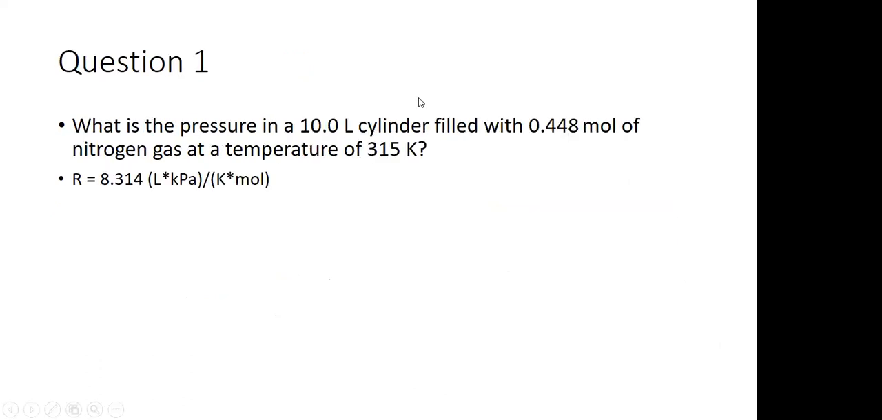So let's get started here, just using the ideal gas law, and I'll rewrite it down again. PV equals nRT. If I have a 10 liter cylinder filled with 0.448 moles of nitrogen gas at a temperature of 315 Kelvin, what is my pressure? That's what we're going to start with, just a little warm-up exercise. See if you can calculate that given the information below.